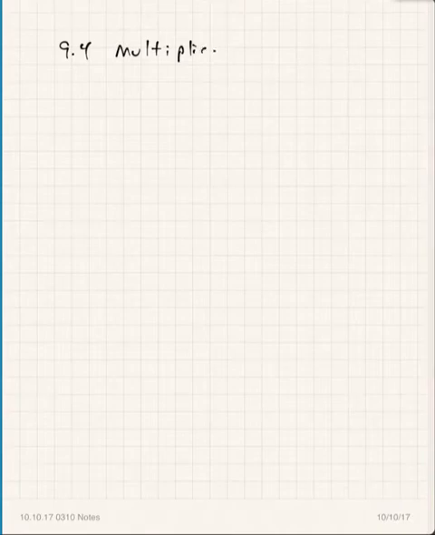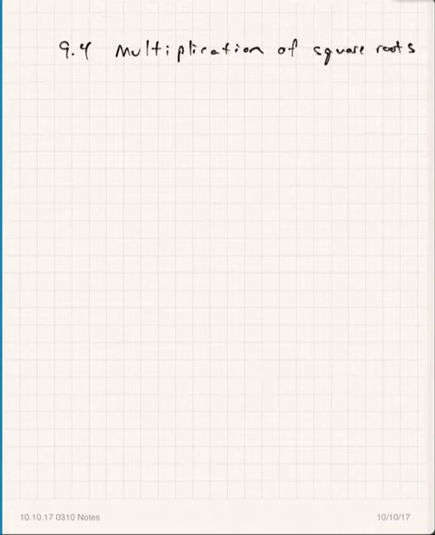So today we're going to finish with section 9.4. In 9.4, we move on to multiplication, specifically multiplication of square roots. And then that will finish up what we're going to do in class today, to talk about multiplication.